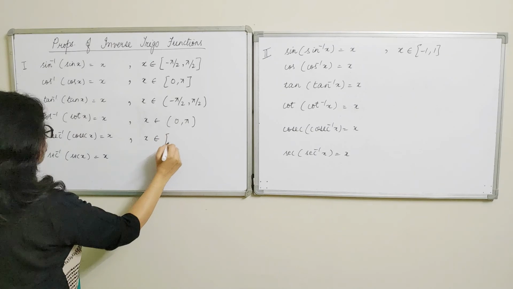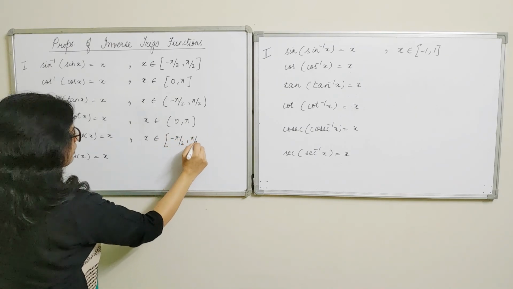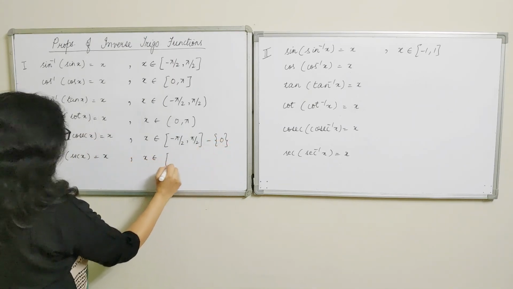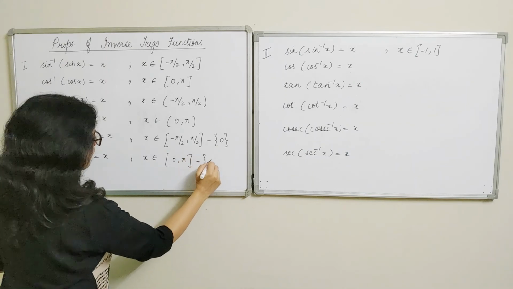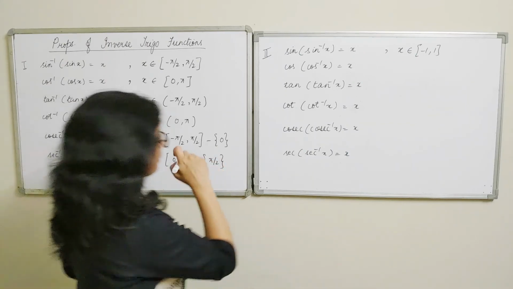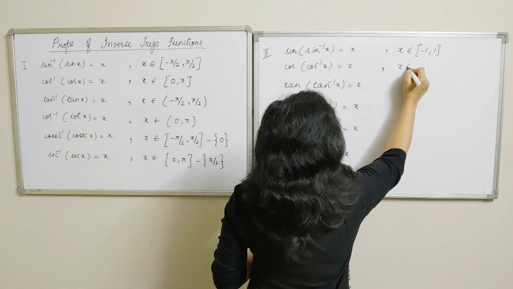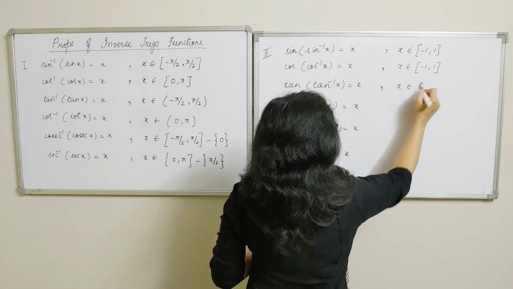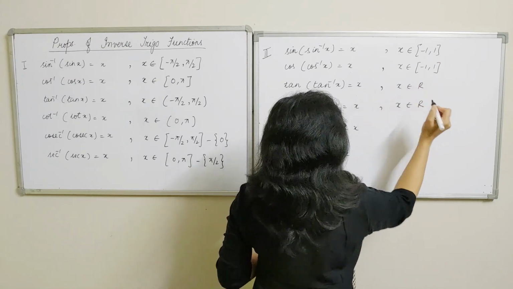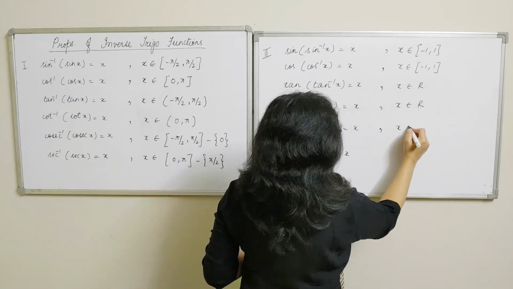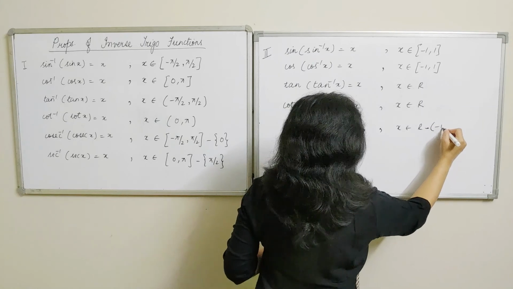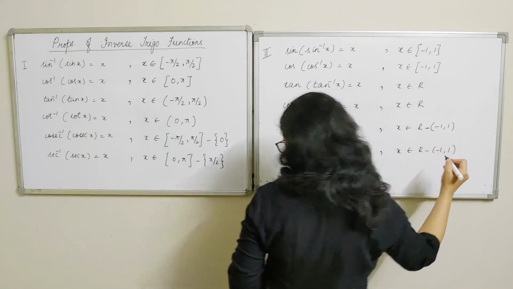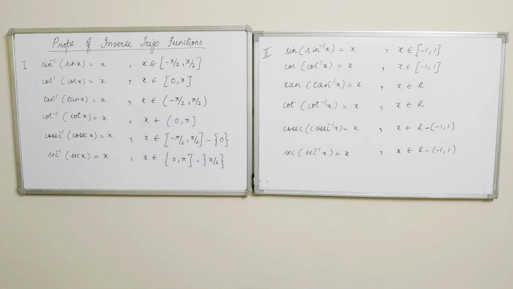In this case, x belongs to this closed interval except 0. And here x belongs to the principal branch of the sec inverse function. Here in this case, x belongs to the domain of the cos inverse function. Here x is any real number for the tan inverse, cot inverse function, and here x has to be one of the numbers from this category. Right?